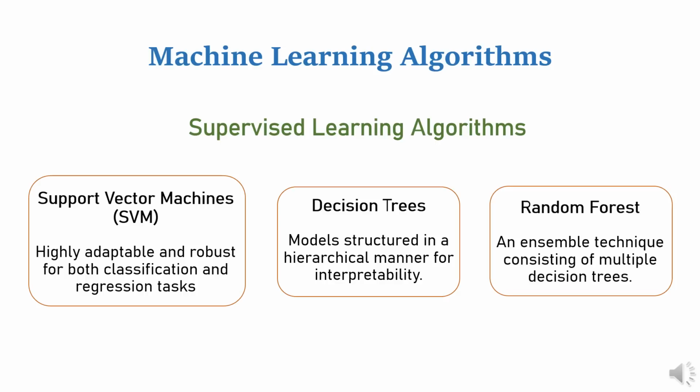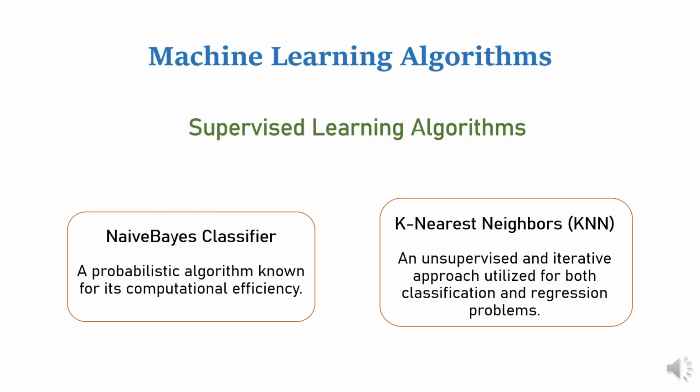Decision trees, models structured in a hierarchical manner for interpretability. Random forest, an ensemble technique consisting of multiple decision trees. Naive Bayes classifier, a probabilistic algorithm known for its computational efficiency. K nearest neighbors, an iterative approach utilized for both classification and regression problems.